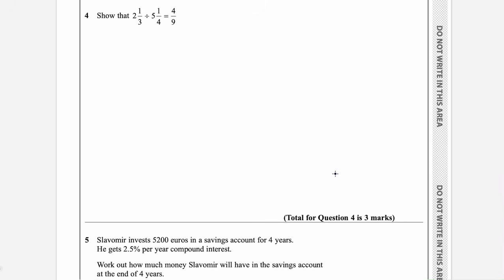Okay. Question 4. Show that this divided by this is this. 3 times 2 is 6 plus 1 is 7, so that's 7 over 3 divided by 4 times 5 is 20, 20 plus 1 is 21 over 4. This is then equal to 7 over 3 times 4 over 21. Keep, change, flip. Then 7 divided by 7 is 1, and 21 divided by 7 is 3. So I'm cancelling to 1 and 3.